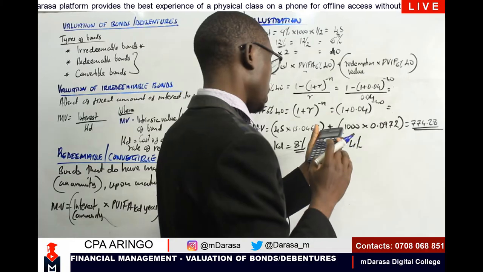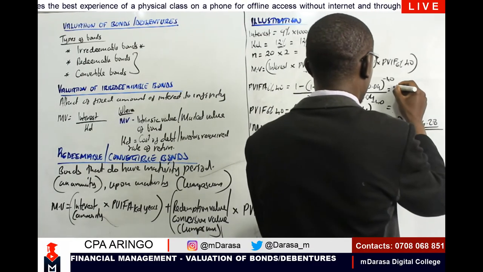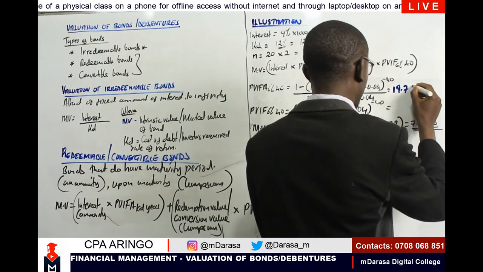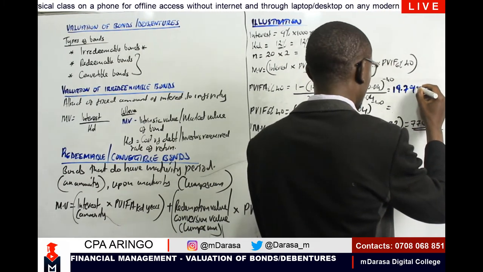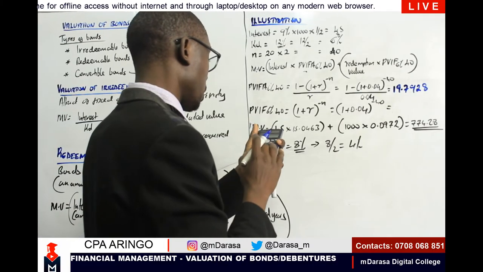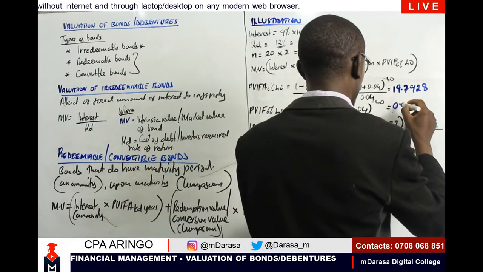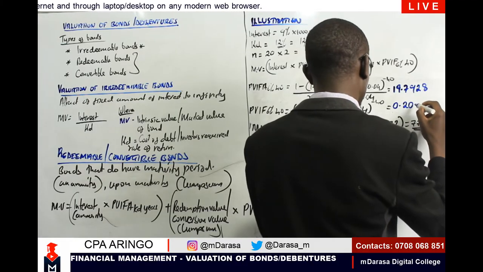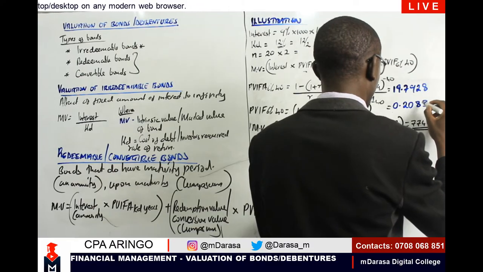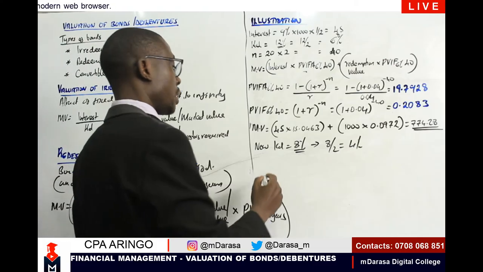1 minus answer divided by 0.04. Therefore, in this case, we should be having 19. I'm getting 19.7928. Whereas the other one, 1.04 raised to power negative 40, I'm having 0.2083. So therefore, our market value will change to how much?